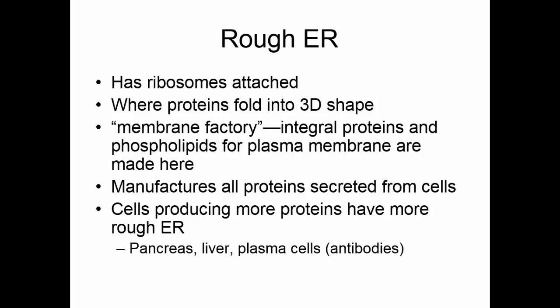The pancreas makes insulin, a protein. The liver makes a number of proteins involved in blood clotting and keeping the blood fluid. Plasma cells produce antibodies. These are also proteins. All of these cells would have a lot of rough endoplasmic reticulum.